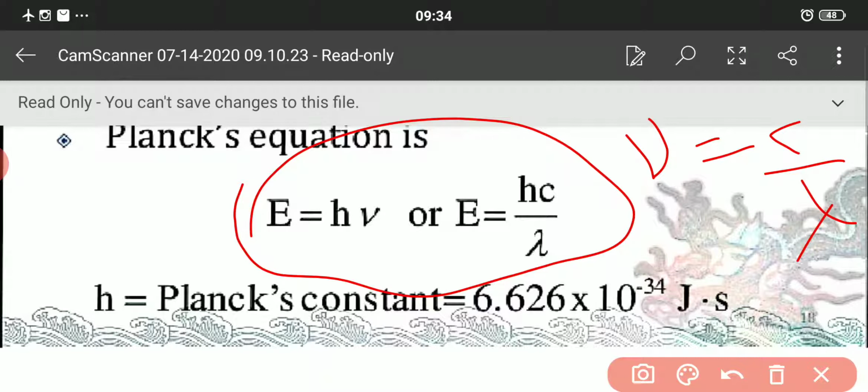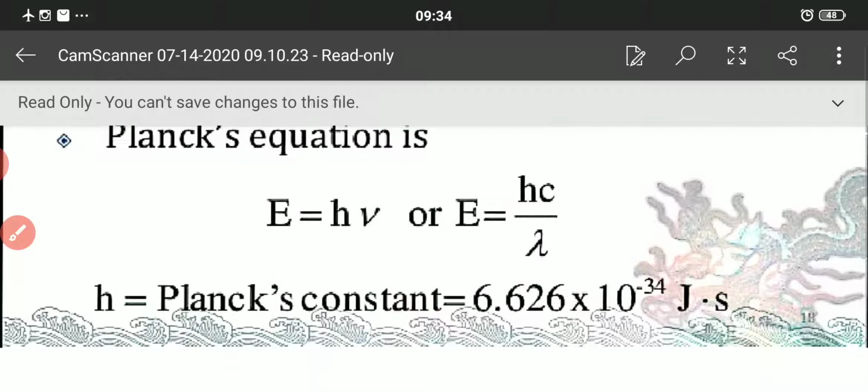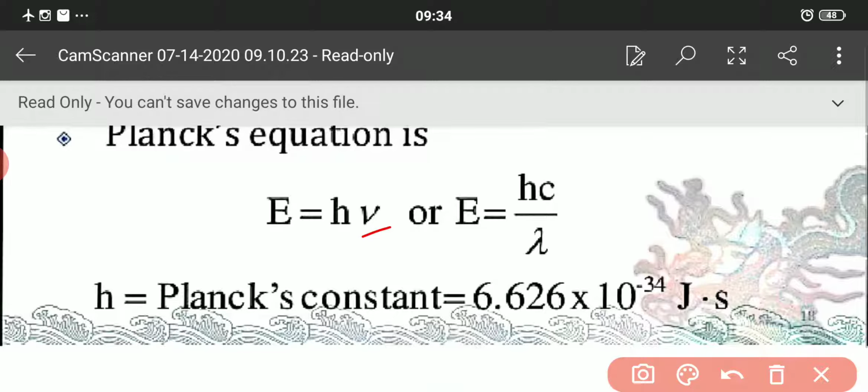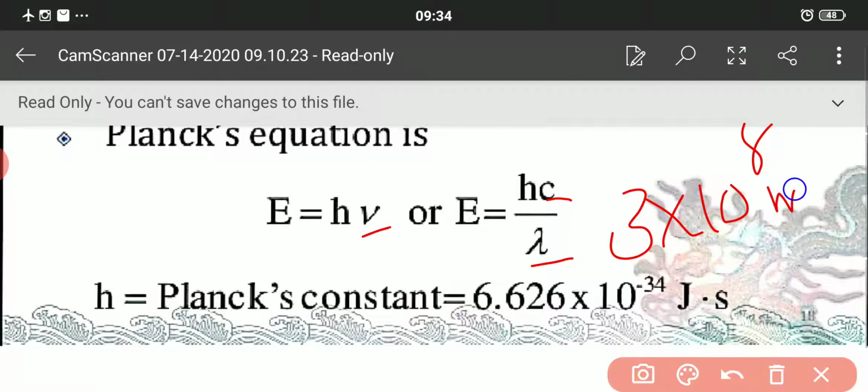If you put the value of mu equal to c by lambda, you will get E is equal to hc by lambda, where h is the Planck constant, mu is the frequency, lambda is the wavelength, and c is the velocity of light, that is 3 into 10 raised to 8 meters per second.